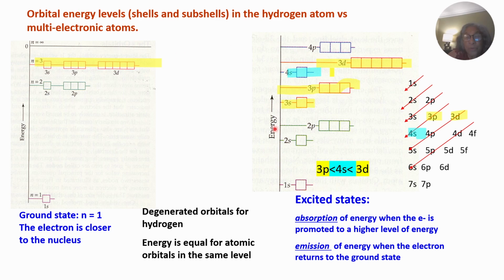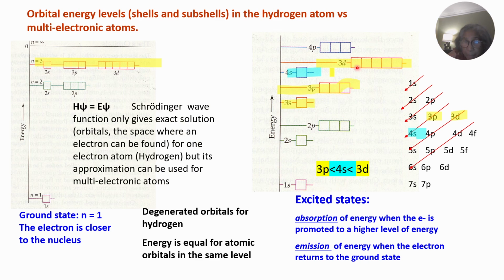And when it comes to multi-electron atoms, they are split. So you see 3s, 3p, 3d. Not only do we see that the energy is different for each atomic orbital in the shell of level number 3 and subshells, but also we see that the 4s is lower in energy than a 3d.